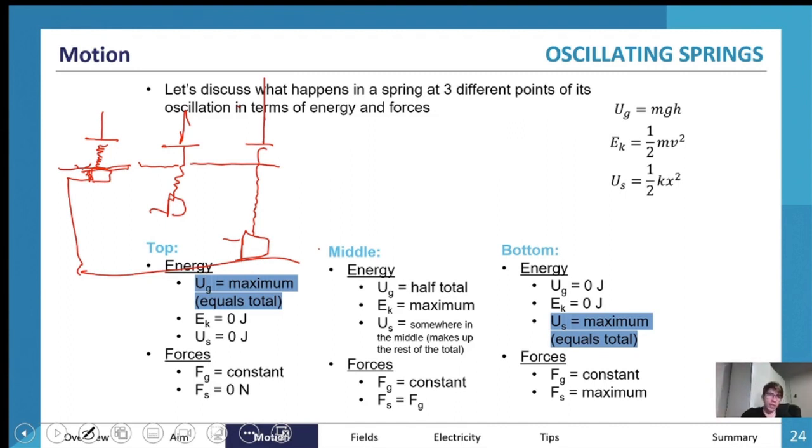At the beginning the total mechanical energy is essentially gravitational potential energy, but as the mass drops, it starts to lose that gravitational potential energy, but that energy does not dissipate. It gets converted into another form. It gets converted into kinetic energy, and then it gets converted into elastic potential energy.